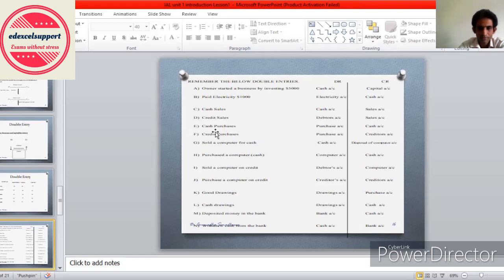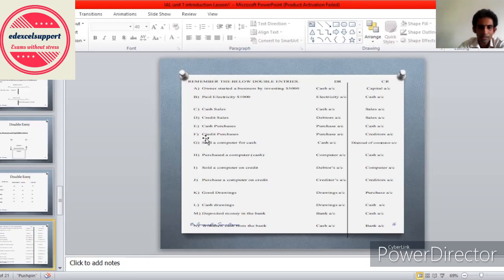Cash purchases. There are two accounts, the cash account and the purchase account. Remember, the purchase account is an expense account. When you purchase, cash will go, therefore cash credit. Expenses will increase, relevant expense account debit, purchase account debit.